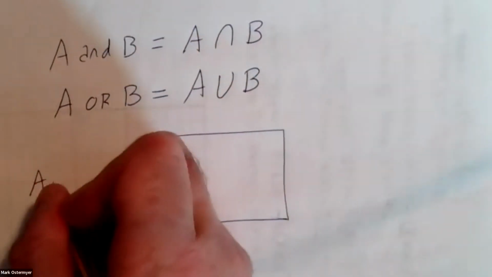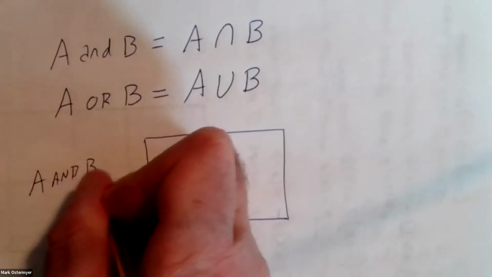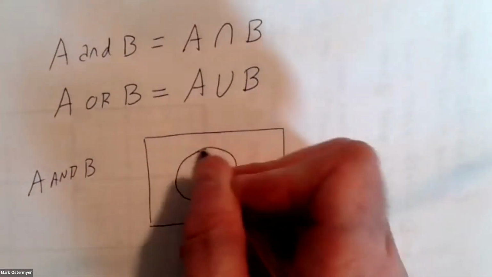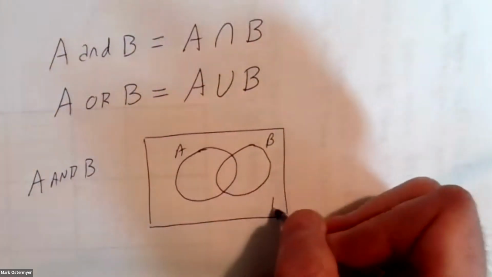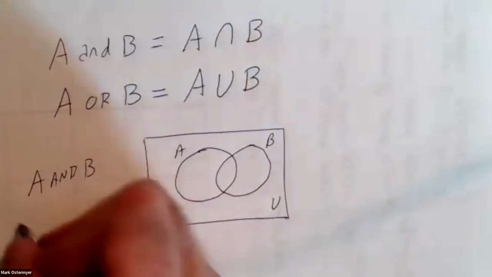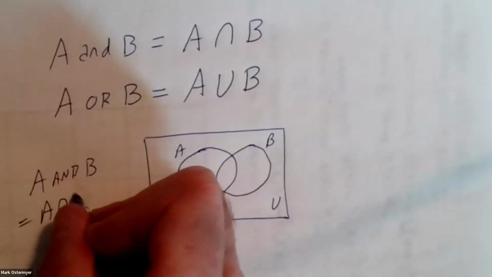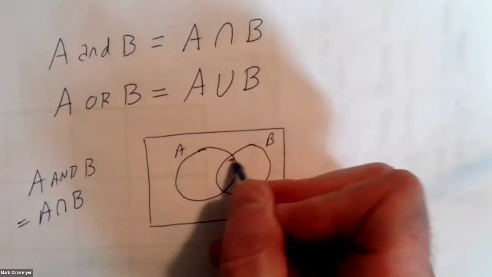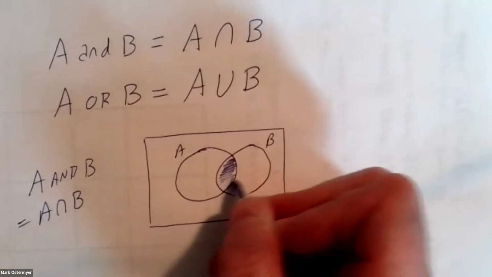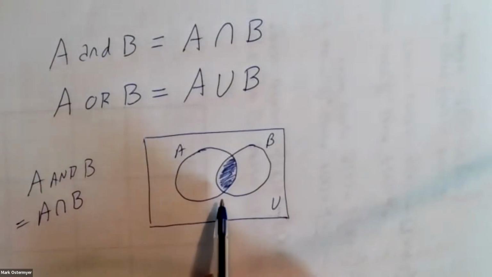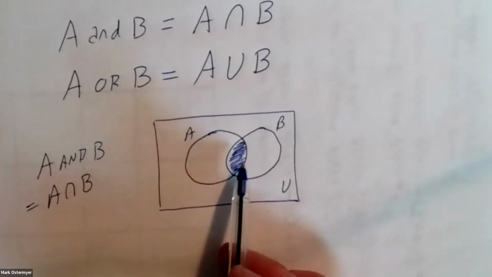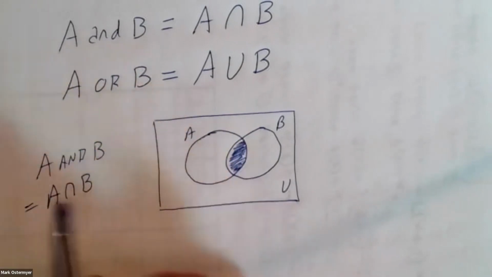What would be A and B? What would be the Venn diagram representation of A and B? This is set A, this is set B, this is a universal set. A and B really means the same thing as the intersection of sets A and B, which would be this region in here. This, ladies and gentlemen, is A and B. It's A intersect B. You see that there? It's a set that consists of only elements that are common to both sets A and B.